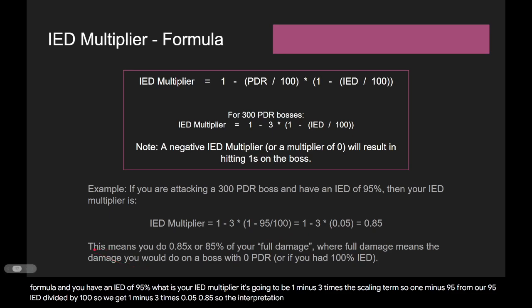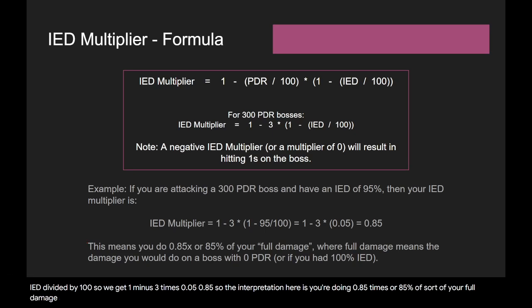So the interpretation here is you're doing 0.85 times, or 85% of sort of your full damage, what you could be doing if there was no PDR on the boss, or if you somehow had 100 IED.